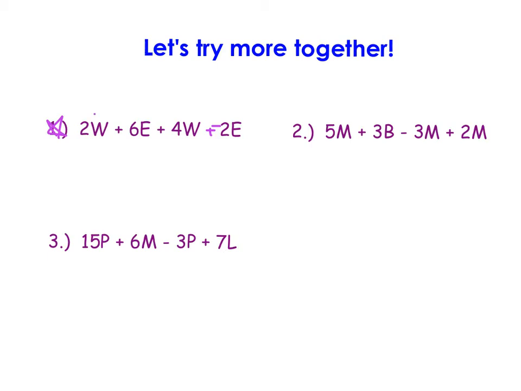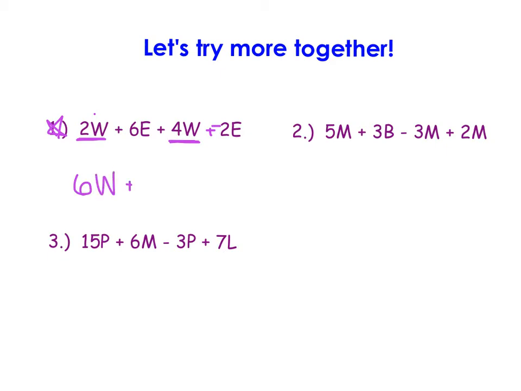I notice that the first term of 2w has a variable part of just w. So I'm going to look throughout the entire expression, and I'm going to say, well, I see w and I see w. So I see 2 terms that contain a w, 2 and 4. And since they have identical variable parts, I can combine them together to be 2 plus 4 is 6w.